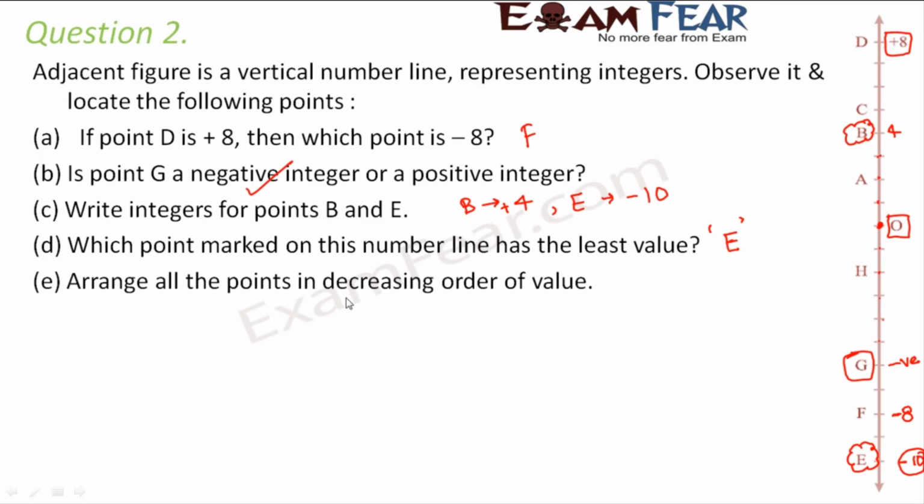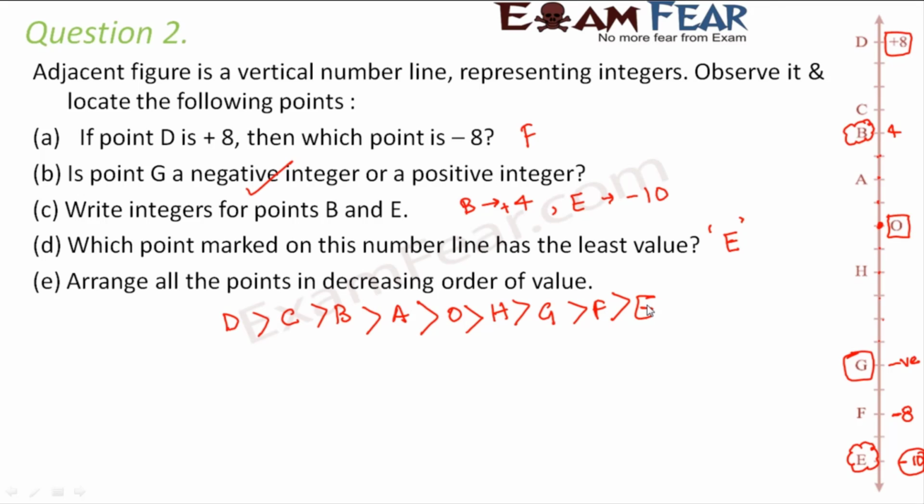Arrange all the points in descending order of value. Descending order means from greater to smaller. Which is the maximum value? The maximum value would be of D, and as you go down the value decreases. So D is greater than C, greater than B, greater than A, which is greater than O, which is greater than H, G, F and E.